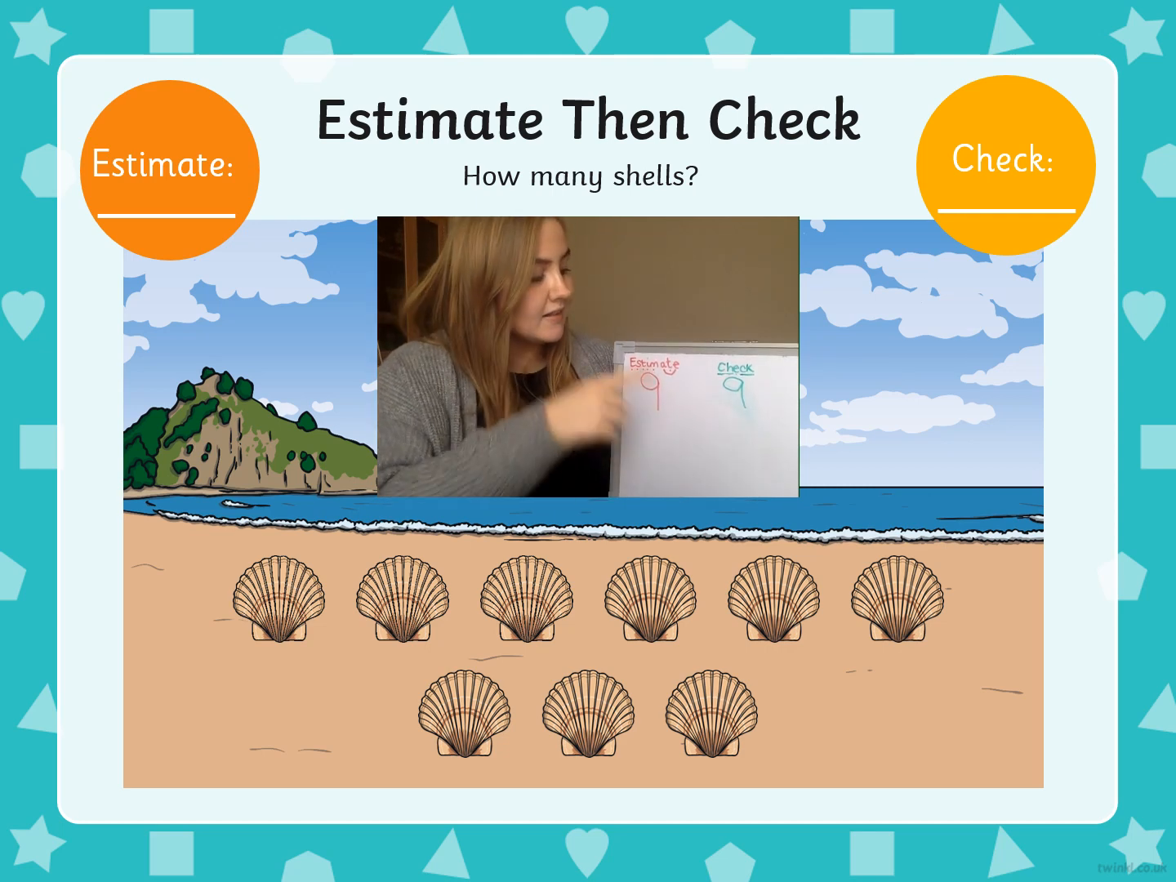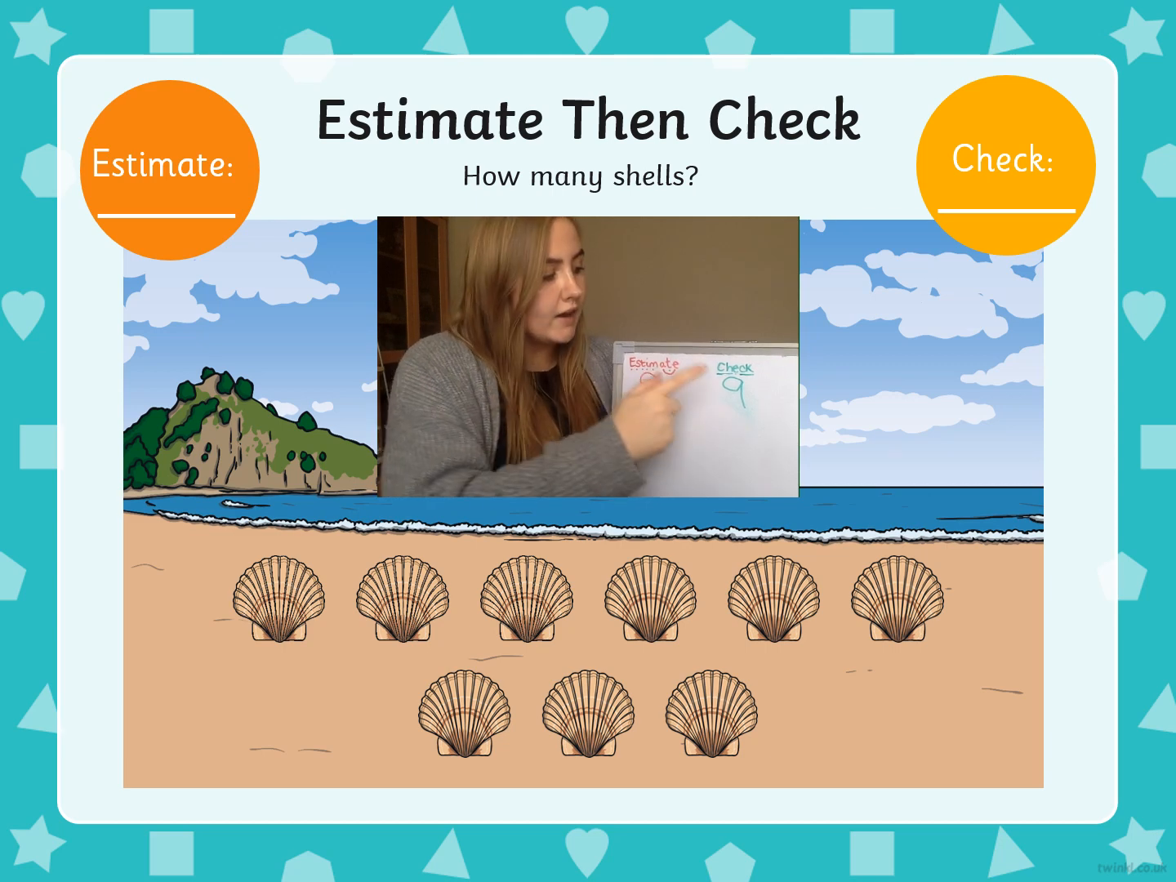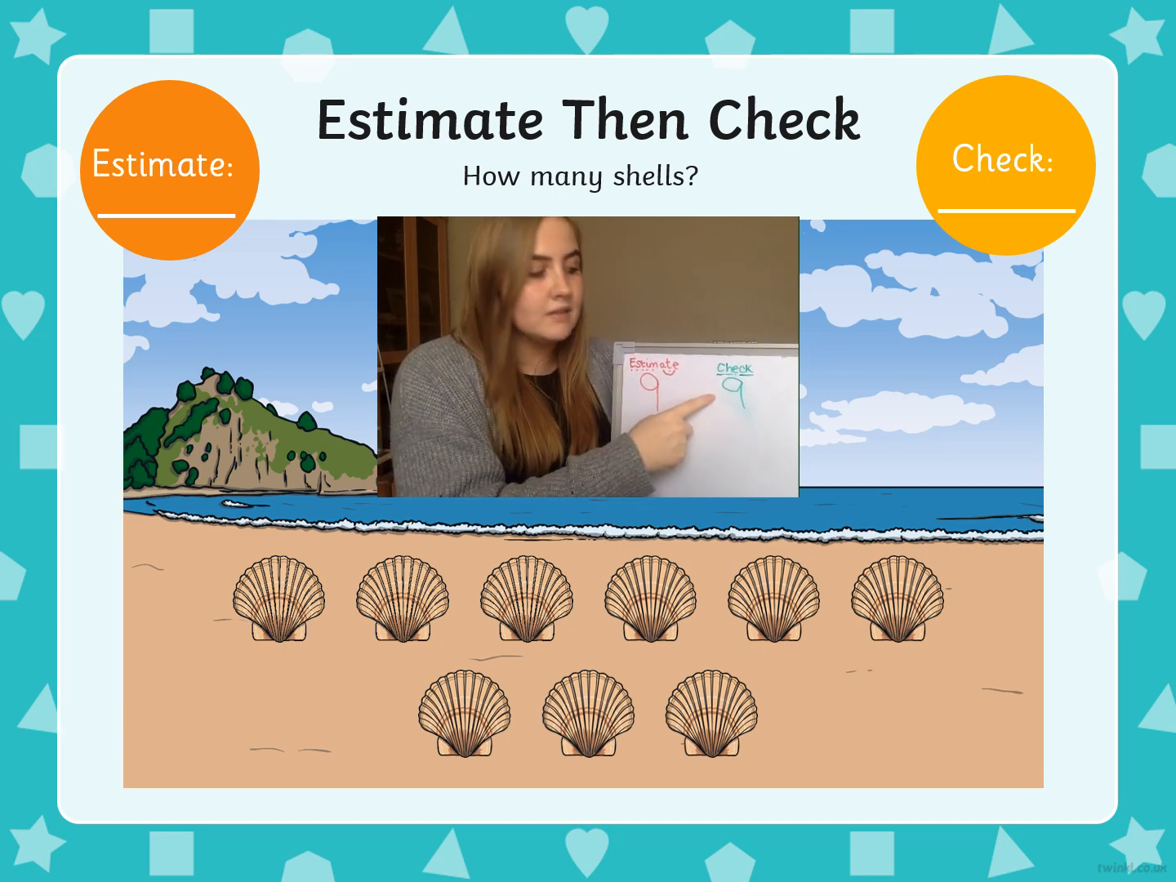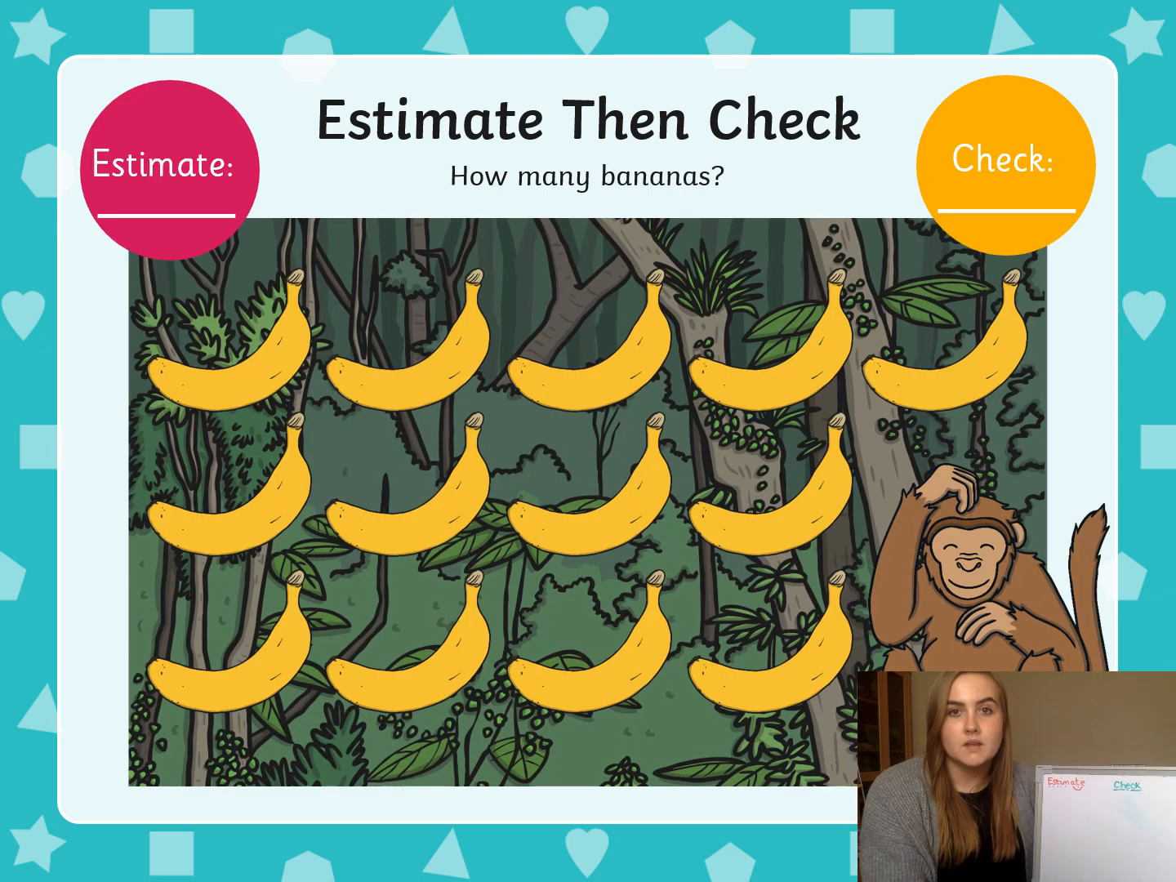So I estimated that there were 9, and I checked to see how many there were by counting, and there was actually 9 altogether. Here we've got a picture of a monkey and his bananas. So by looking at this picture I can tell that there are a lot of bananas, so I'm going to guess a big number.